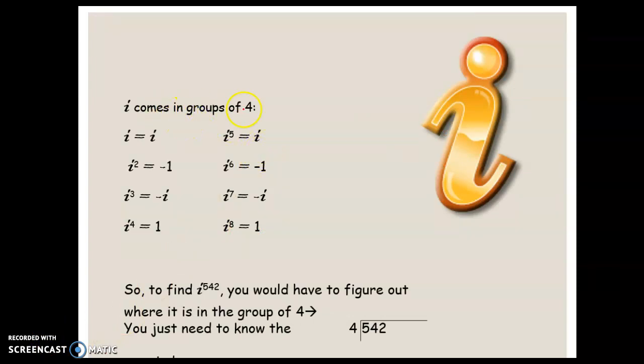All right, i comes in groups of 4. So to find i to the 542, you would have to figure out where in the groups of 4 it is. And it's off your chart here. You can't see it. You just need to know the remainder is the word that's down there. Okay, and this would be a remainder of 1, which is 0.25. So if it's 4, you got 1/4, 2/4, 3/4, and a whole. Okay?